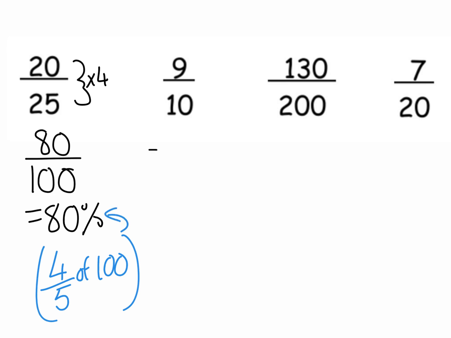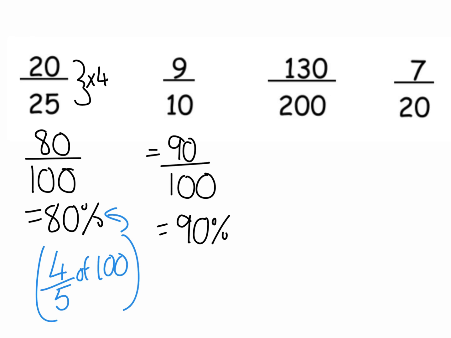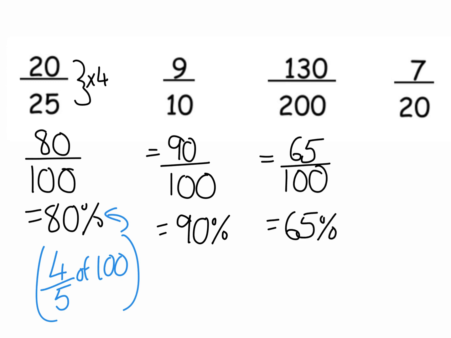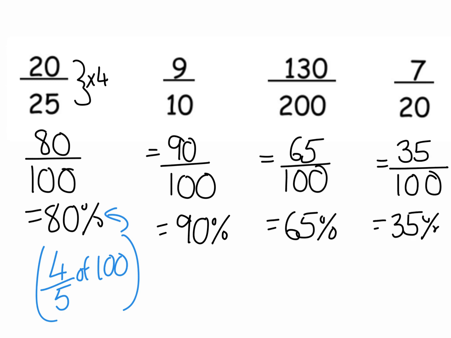This is an easy one. We just need to add a 0. So 90 out of 100 is 90%. Here's another 200 one. So we're going to half top and bottom, which gives us 65 over 100, which is 65%. And then there's another over 20, so I'm going to multiply this one by 5, giving me 35 over 100, which is 35%.